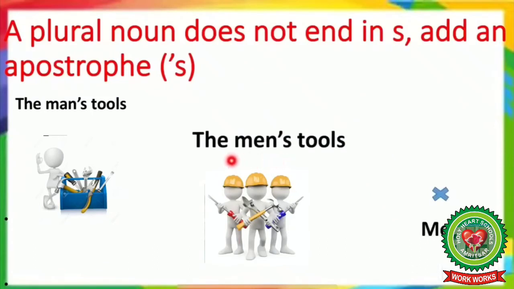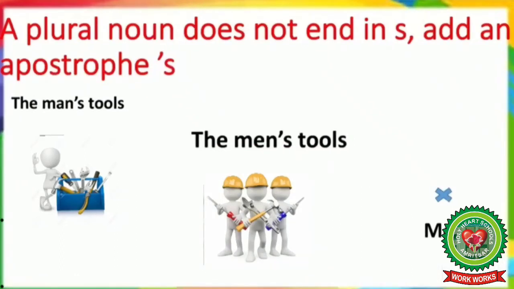In this picture, we are talking about more men. So it can be written as the men's tools. Here students, men itself is a plural noun. So we will not directly add s with men. If we add s directly to men, then the word is incorrect. So it can be written in this way only, the men's tools.